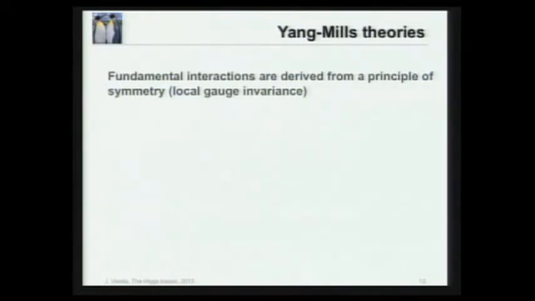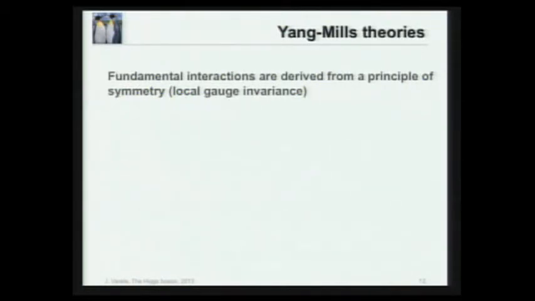Now, here I come to something more abstract yet. Something that is called Yang-Mills theories. So this is something that was introduced, I don't remember exactly in which date, but it was end of the 50s or something like that, or beginning of the 60s, and established a close link between fundamental interactions and symmetries. So saying that fundamental interactions are derived from a principle of symmetry. Looks quite abstract.